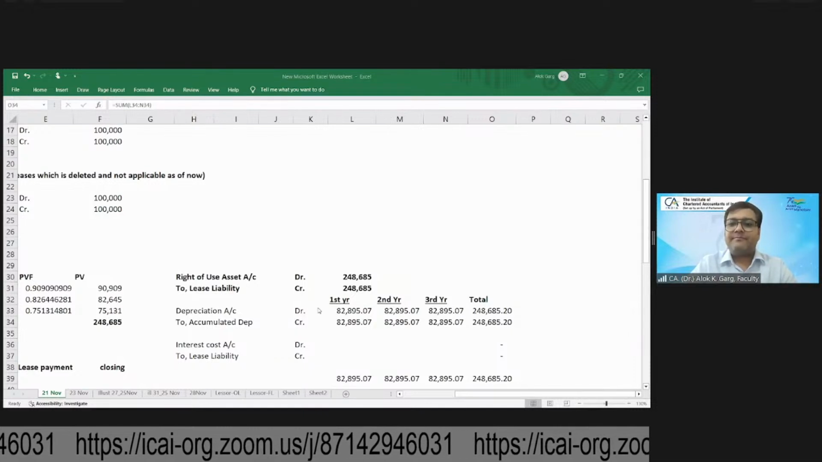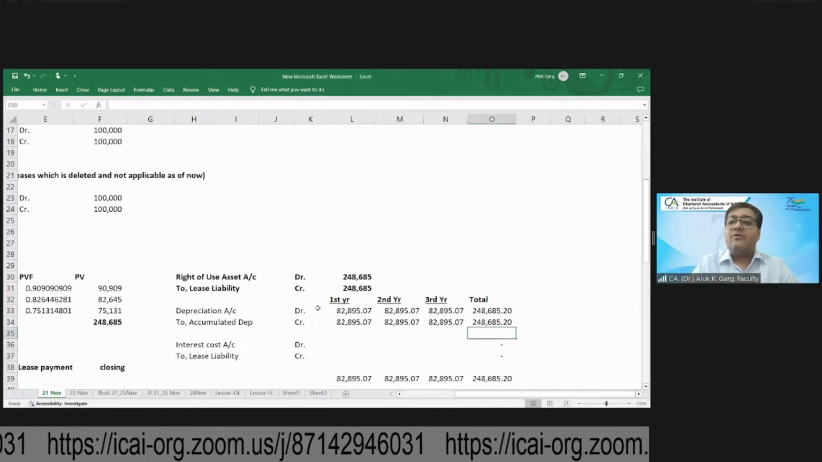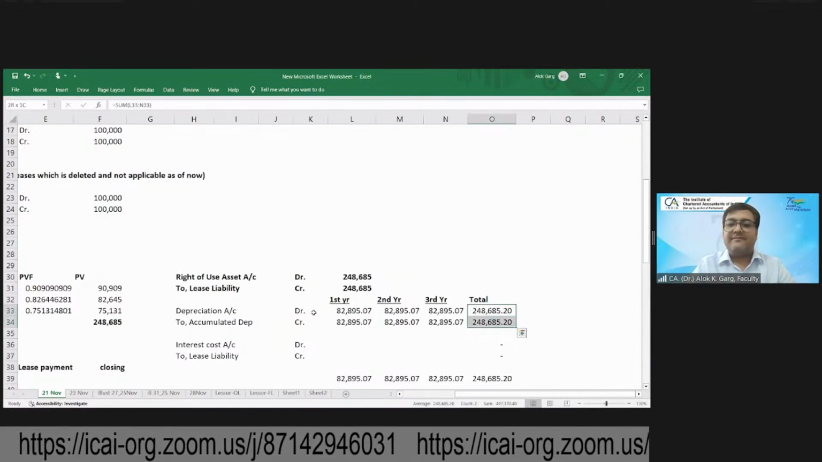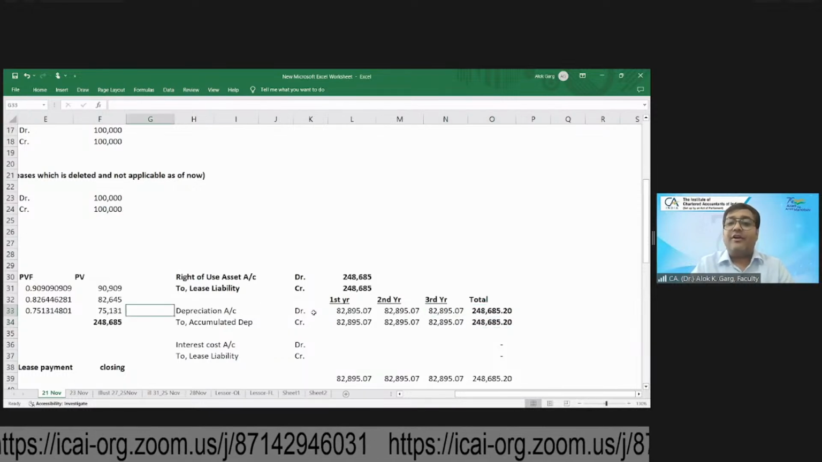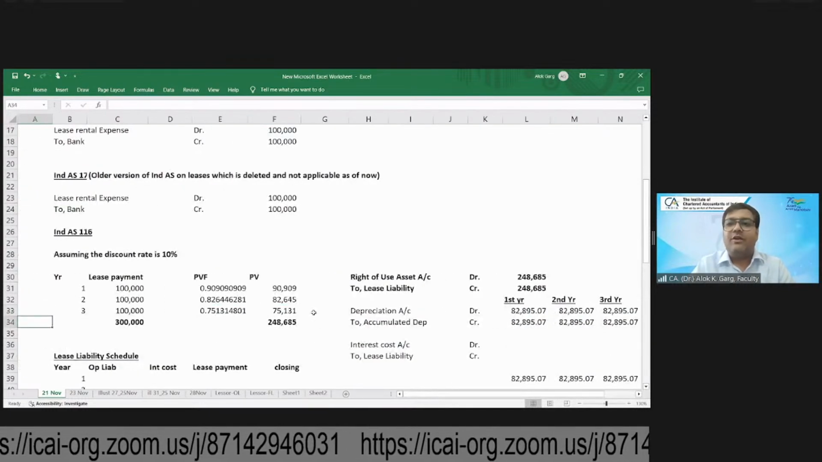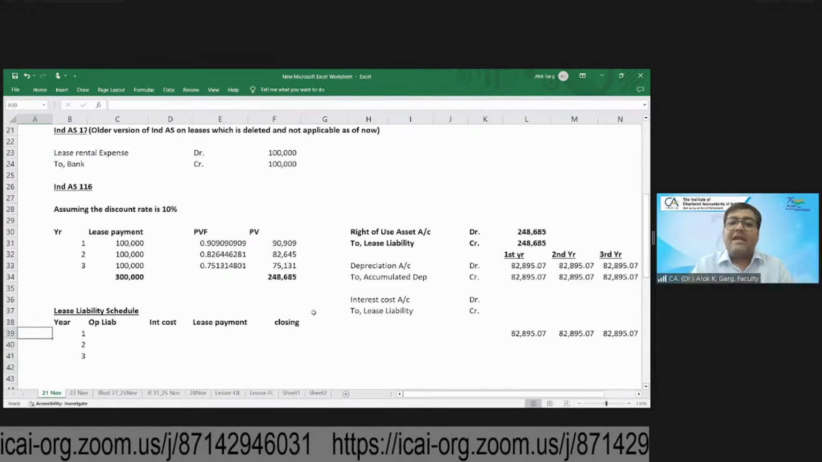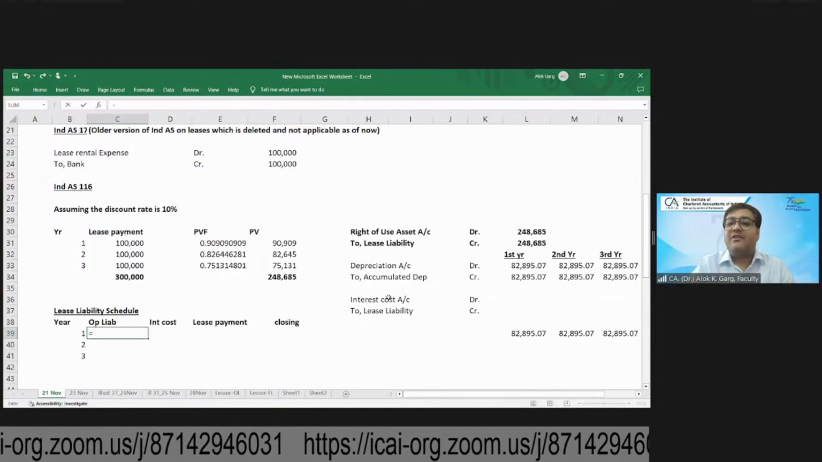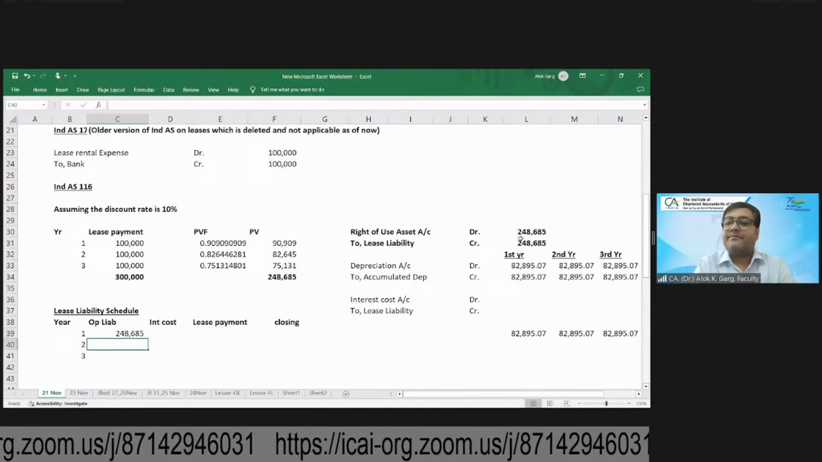Is that clear? Now, we understood that the right of use asset will be finished. But what about the lease liability? Now, what will you do? The opening liability you created on the commencement date is 248,685.